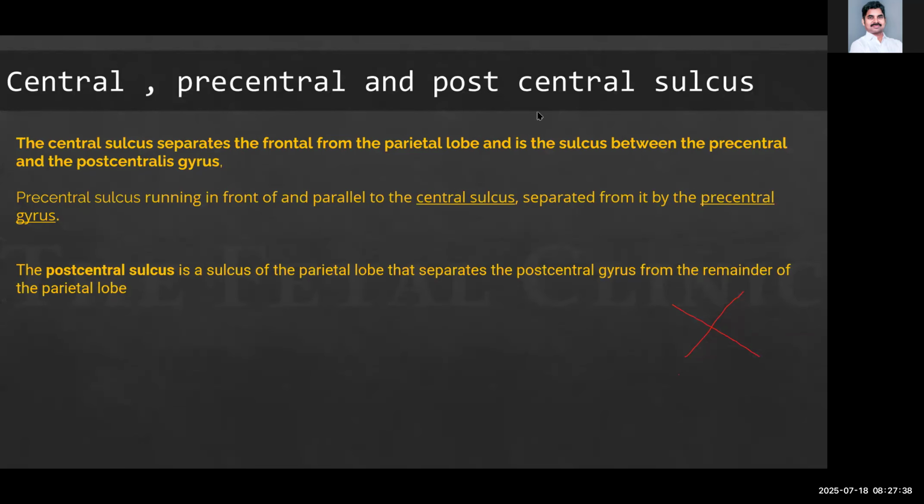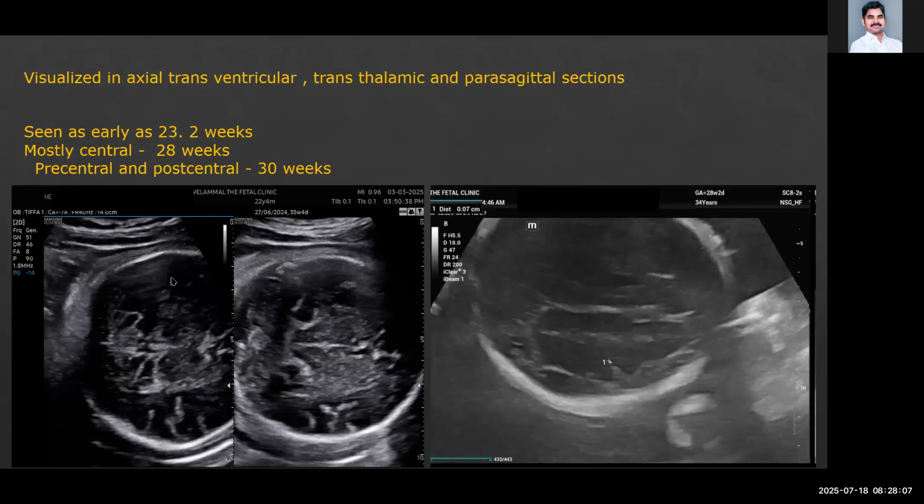The central, precentral, and postcentral sulcus. The central sulcus separates the frontal lobe from the parietal lobe, and is the sulcus between the precentral and the postcentral gyrus. Precentral sulcus runs in front and parallel to the central sulcus, and it separates from the precentral gyrus. The postcentral sulcus is a sulcus of the parietal lobe that separates the postcentral gyrus from the remainder of the parietal lobe.